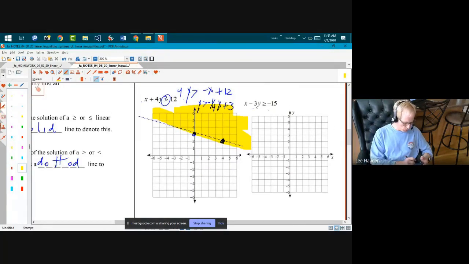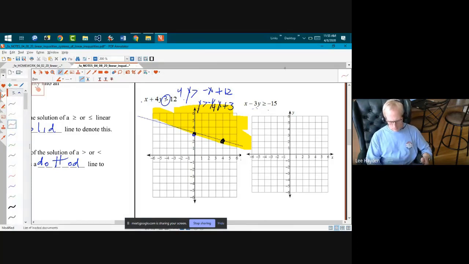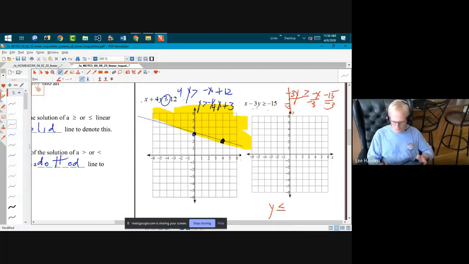This next one I'm just going to do to show you what happens when you have to divide by -3. So I'm going to do the boundary line. It's going to be greater than or equal to negative x minus 15. Divide by -3. So when I divide by a negative number, I really have to switch the direction of the inequality sign. So I end up with y equals 1/3 x plus 5.